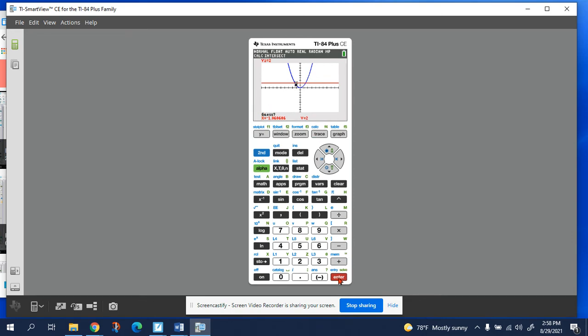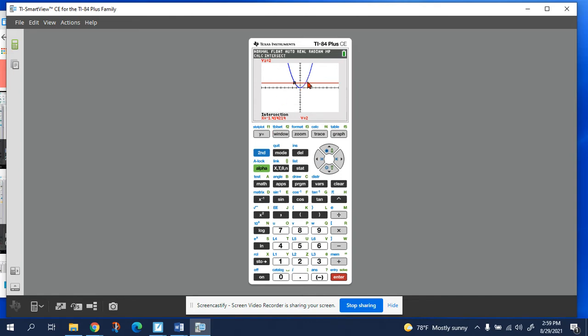Press enter one more time and it's going to guess the intersection point that was closest to that blinking cursor at the start. We're going to round everything to 2 decimal places. So this one would be the ordered pair negative 1.41, comma 2. There are 2 different intersections, so there's another answer to this question, 2 different answers.